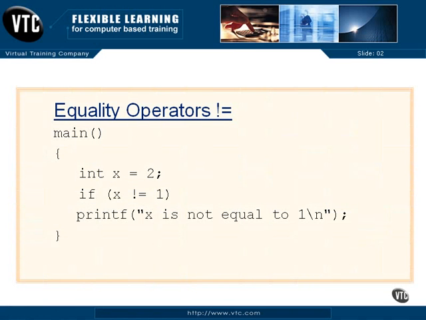Here's not equal. If x is not equal to 1, we'll print that out. We use an exclamation point and an equal sign to show inequality.